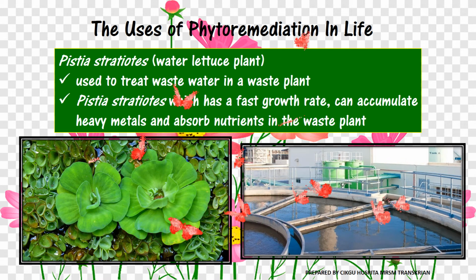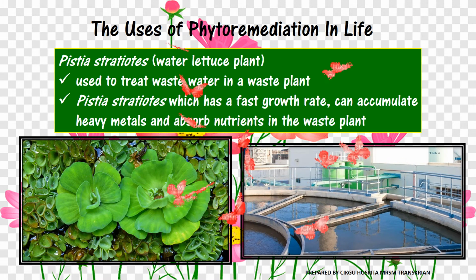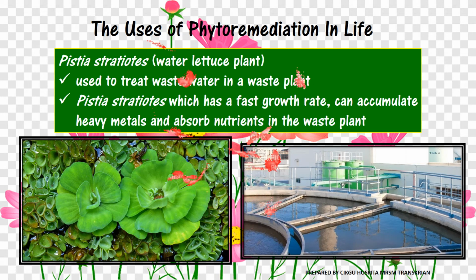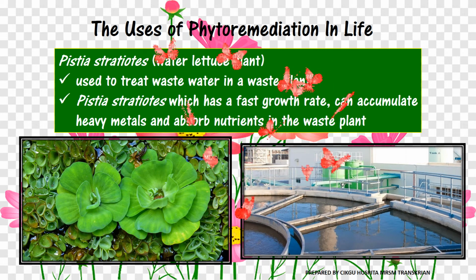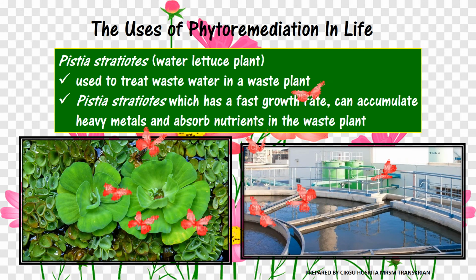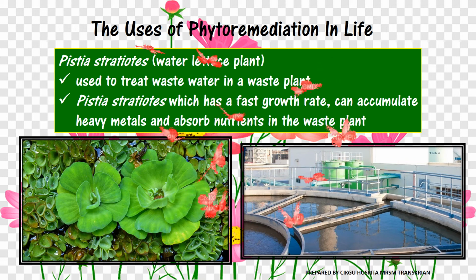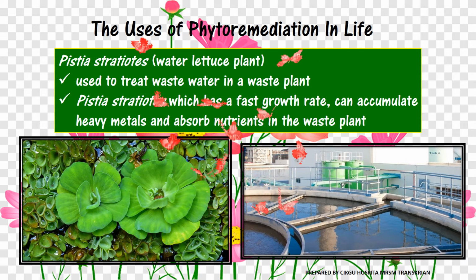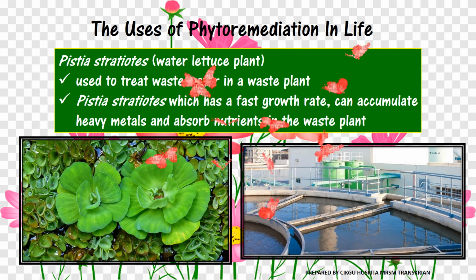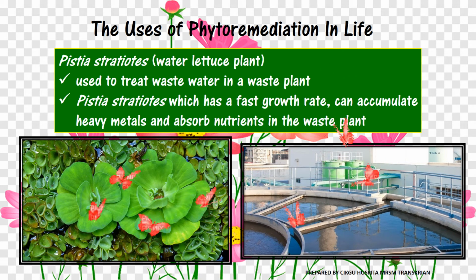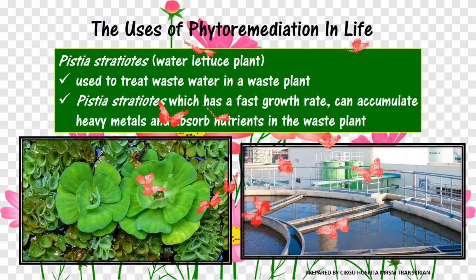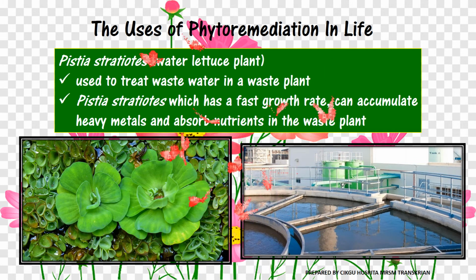The next plant that can be used in phytoremediation is Pistia stratiotes, or water lettuce, which we call pokok kiambang. This plant can be used to treat wastewater, because Pistia stratiotes has a fast growth rate and is able to accumulate heavy metals and absorb nutrients in the wastewater.